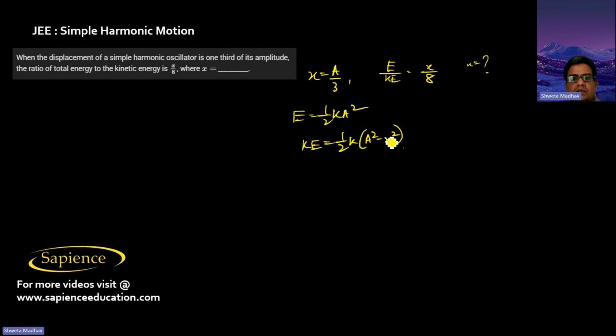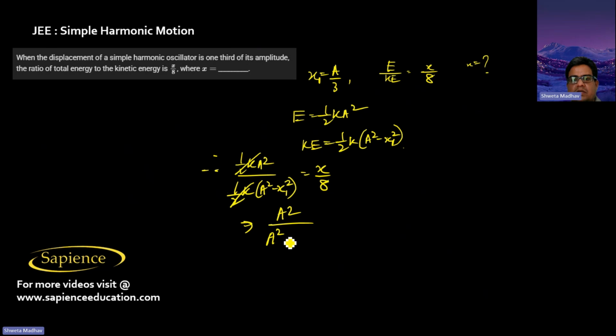That is a square minus this displacement, let's call it x1, a square minus x1 square. So it is told that half k a square by half k into a square minus x1 square is equal to x by 8. So half k will get cancelled. So I can say a square by a square minus x1 square, that is a square by 9, that is equal to x by 8.